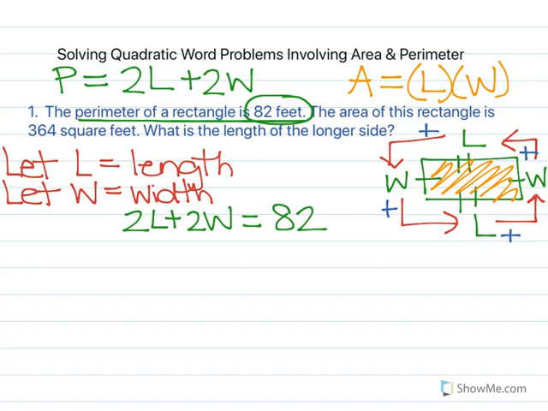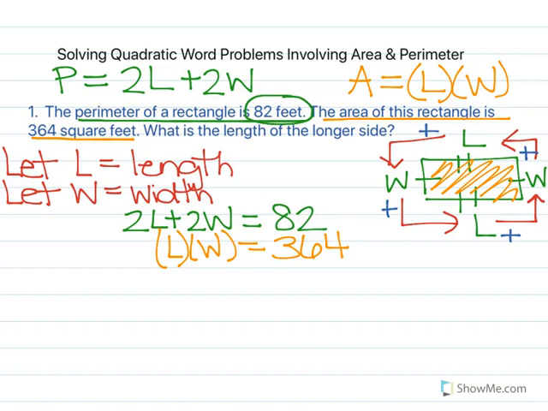And then the second sentence, the area of this rectangle is 364 square feet, will be our other equation. We know the area formula is L times W equals 364. Now that we have our two equations, we're going to figure out a way to merge them together.